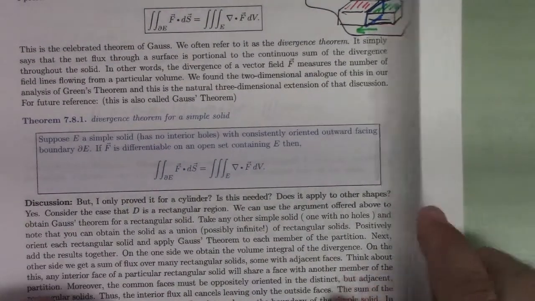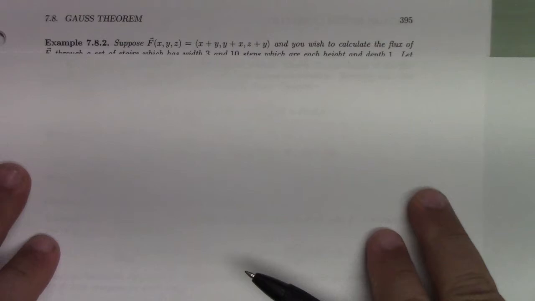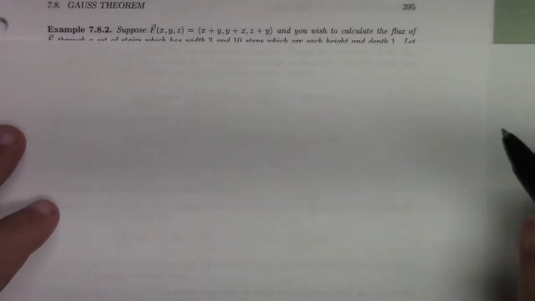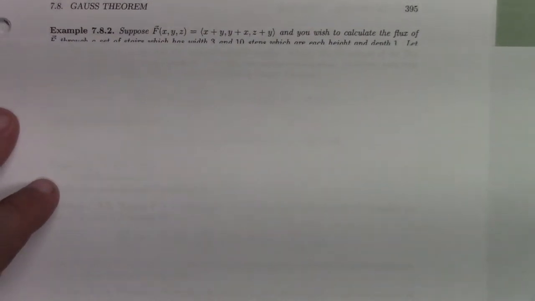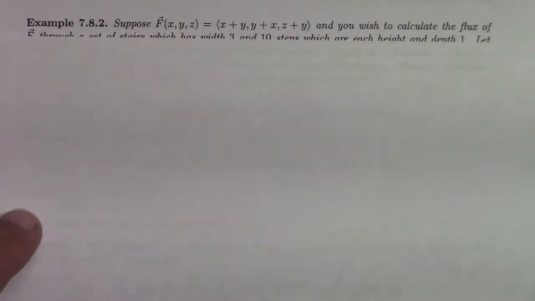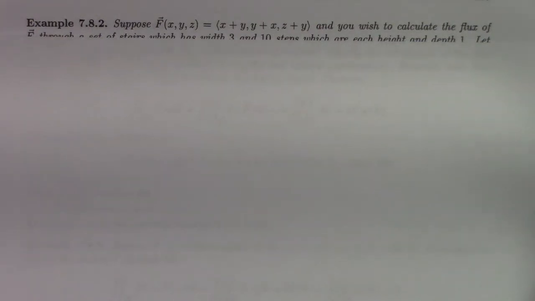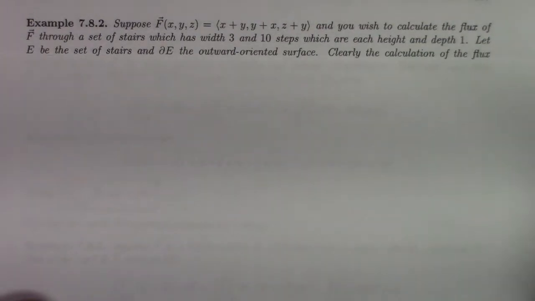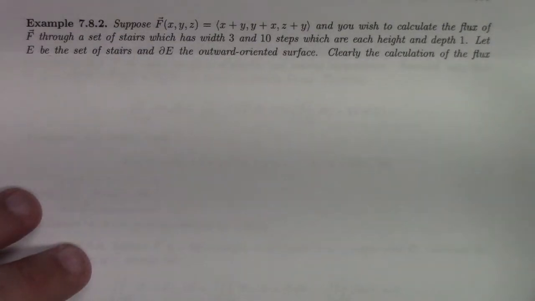All right. So perhaps I have an example. Here's a nice example. Let me actually show you the example, not just talk about it. Suppose the vector field is x plus y. I can zoom in a little bit more here. All right, so you've got this vector field, (x + y, y + x, z + y). We wish to calculate the flux of F through a set of stairs which has width 3 and 10 steps, each of which has height and depth 1.